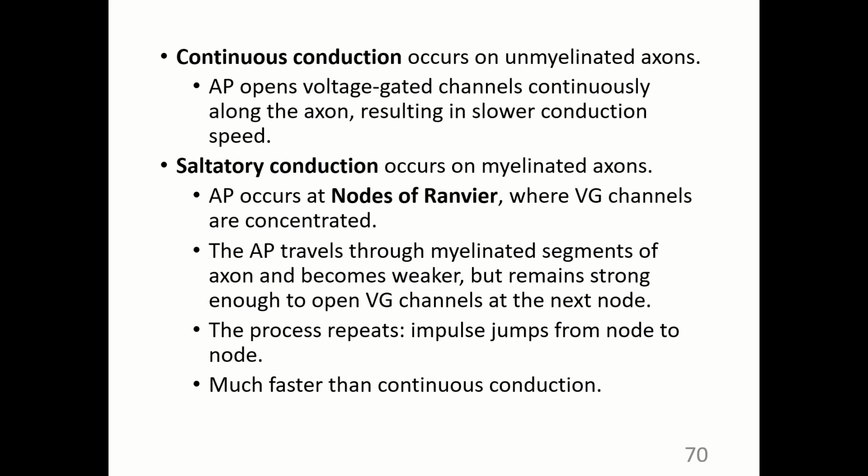In saltatory conduction, the action potential occurs at nodes of Ranvier, where voltage-gated channels are concentrated. The action potential will travel through the myelinated segments of the axon and become weaker, but it will remain strong enough to open voltage-gated channels at the next node. The process repeats itself and the impulse jumps from node to node. This is much faster than continuous conduction.